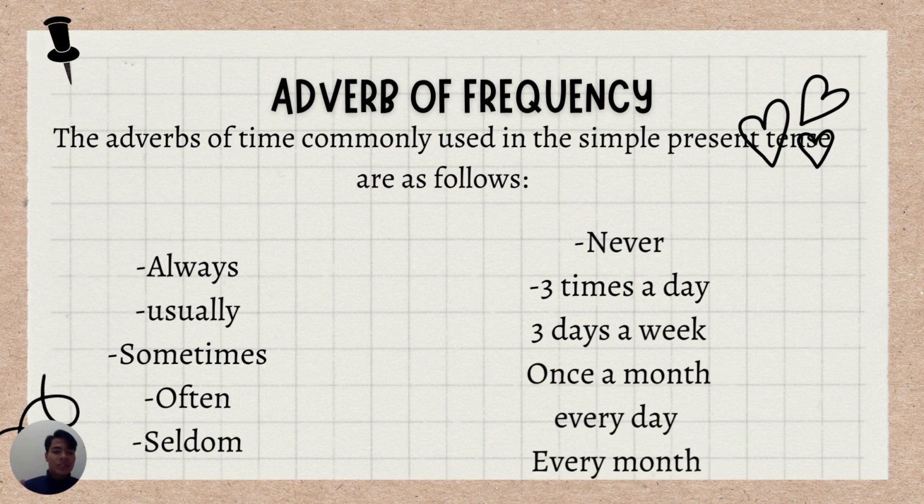Another point is adverbs of frequency. In simple present tense, we must know the adverbs of frequency. The adverbs of time commonly used in the simple present tense are as follows: always, usually, sometimes, never, three times a day, three days a week, every day, every month.